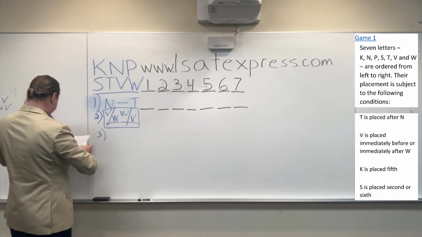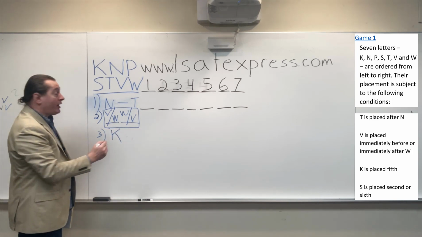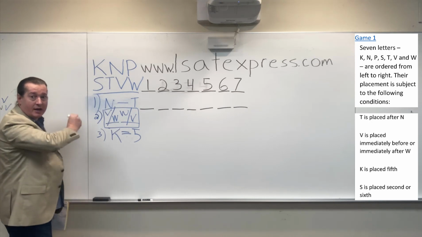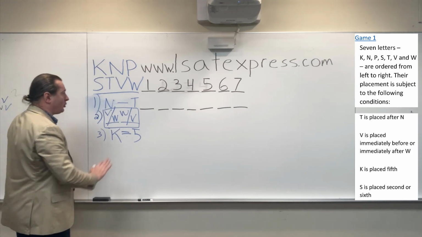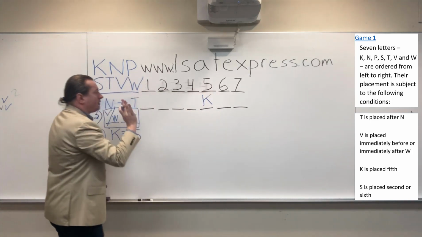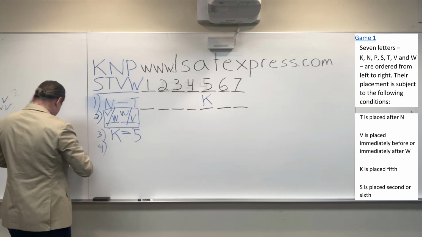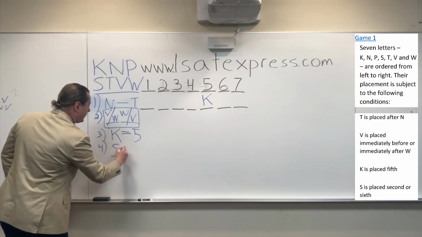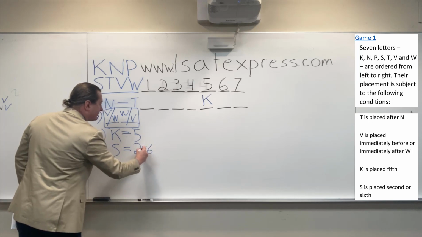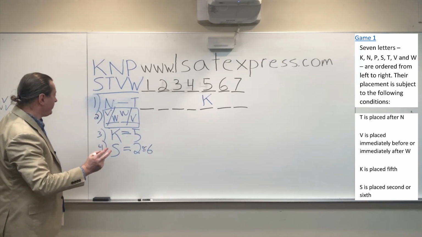Let's see. Rule 3, K is placed fifth. You would want to write K equals 5. I mean, you do want to do that. You want to list all your rules on the left-hand side as you're writing out during the test, but we're going to put this in the diagram as well. That makes it a lot easier, not surprisingly. How about rule 4? Rule 4, S equals 2 or 6, and we'll do that, and you would do that on the test, but you also, of course, want to write it in the diagram.